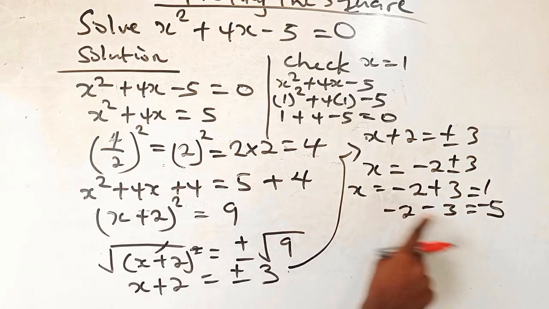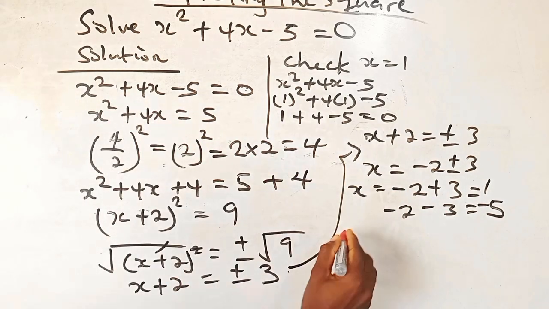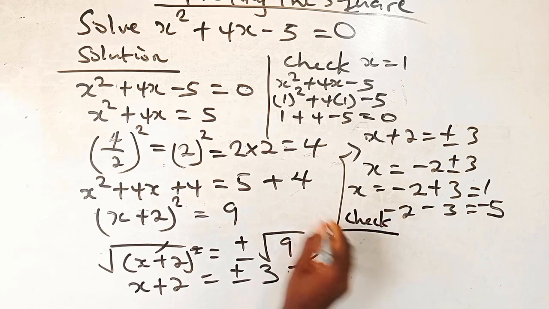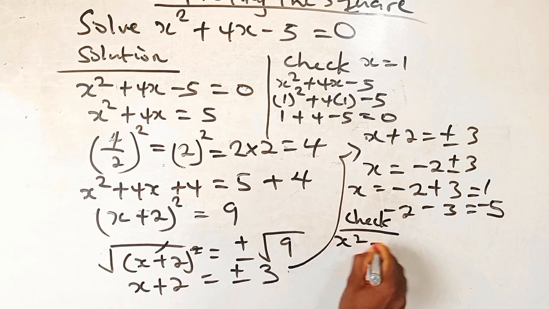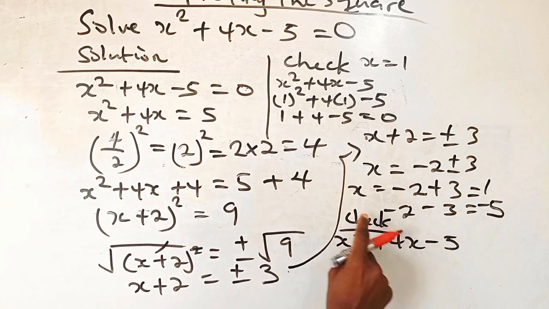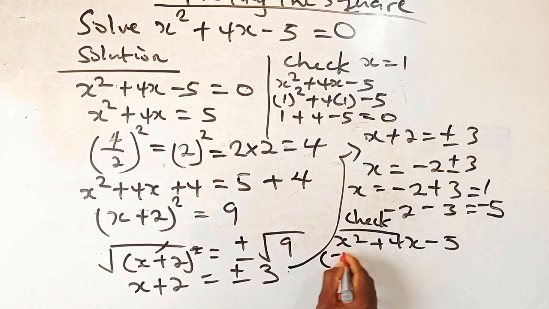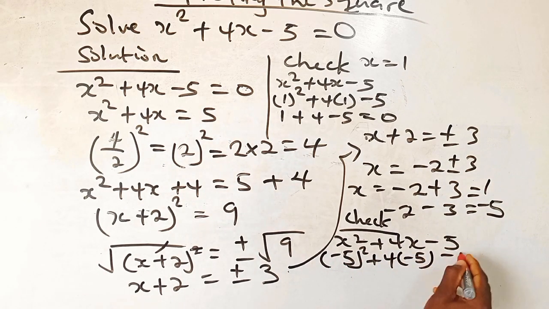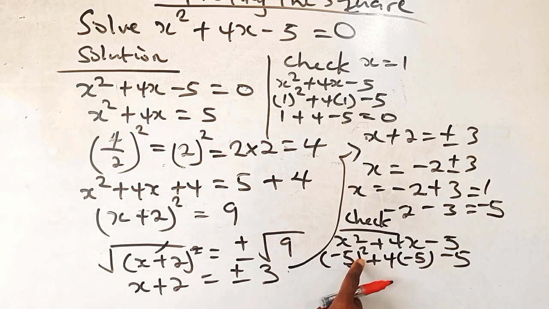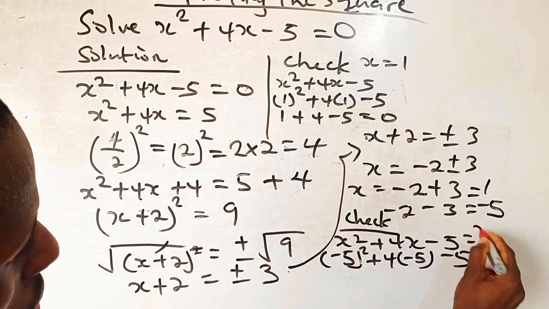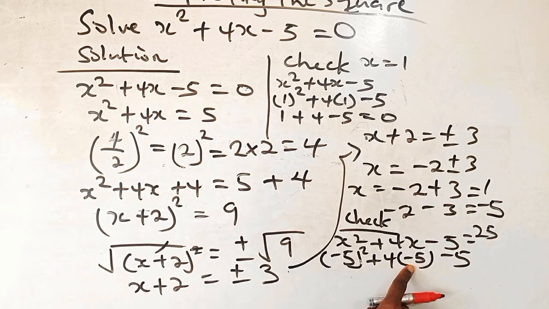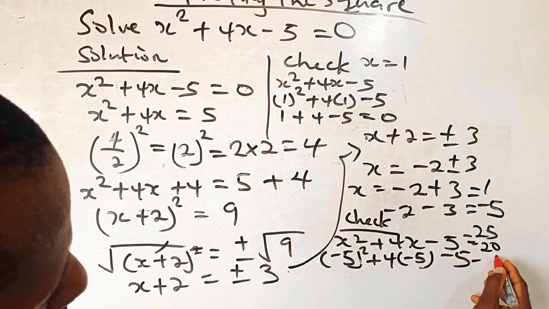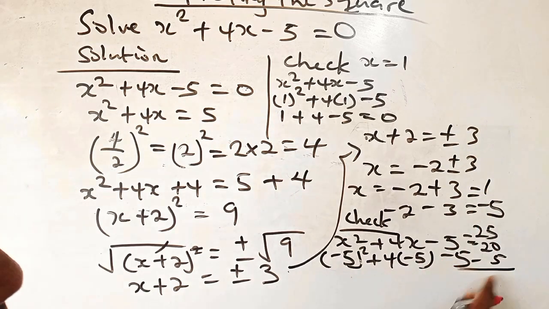And when we take x to be −5, we bring it back here. We are still checking to confirm our answer. So here we have x² + 4x − 5. When x is −5, we have (−5)² + 4 times (−5) − 5. (−5)² is 25. Then 4 times −5 is −20, minus 5. So by the time we solve this, we have 0.